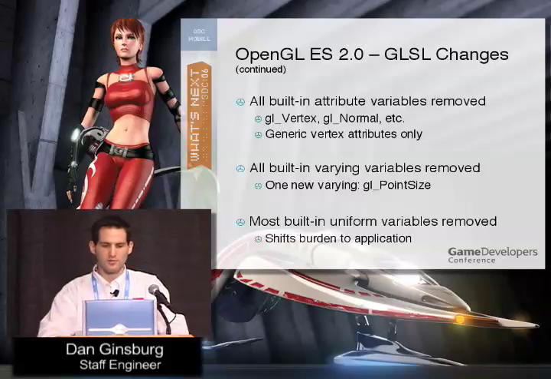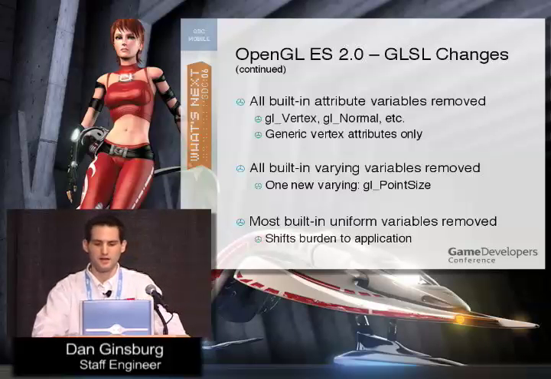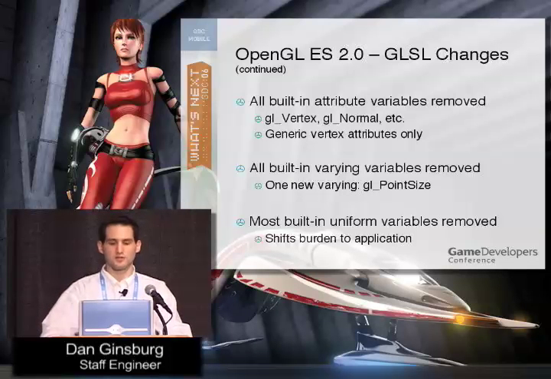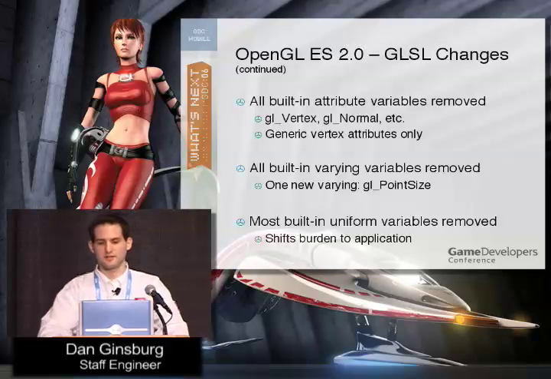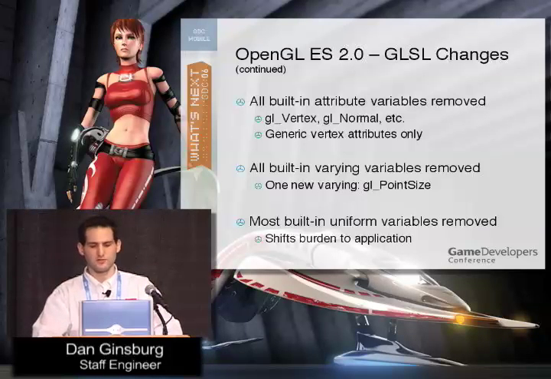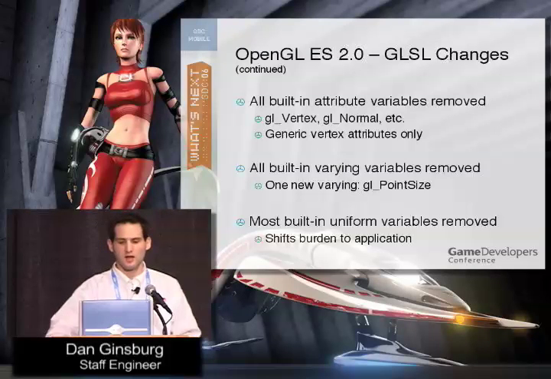In addition, all of the built-in varying variables have been removed. So in desktop GL, you had outputs that were bound to, for example, the GL_texture coordinate. Those don't exist in ES GLSL, although there is one new varying for outputting the point size. The last item here is that most of the built-in uniform variables have been removed, and this is really probably the most significant of the changes.